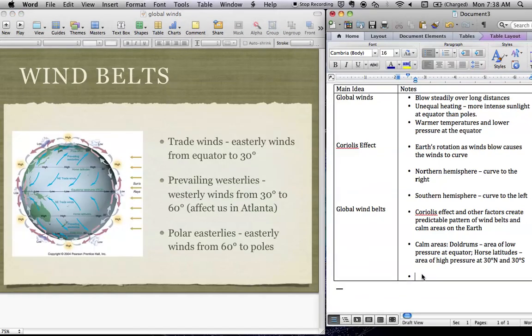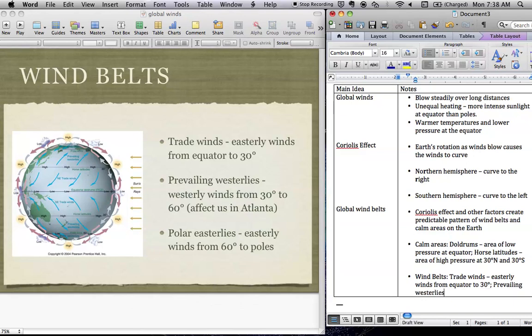And so our wind belts, we have our trade winds. These are easterly winds from the equator to 30 degrees. We have prevailing westerlies. These are westerly winds from 30 degrees to 60 degrees. And then our last wind belts are our polar easterlies. These are easterly winds from 60 degrees to the poles.